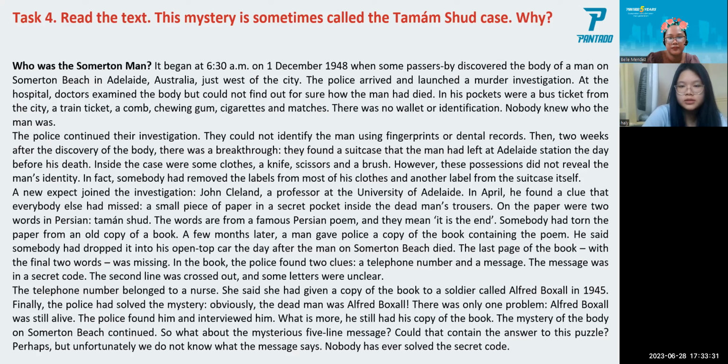I think it's because Tamam Shud is die. So this is about the case of the name of him. Oh, I see. So Tamam Shud case is the name of the person who is dead, right? Yeah. I see. Okay.